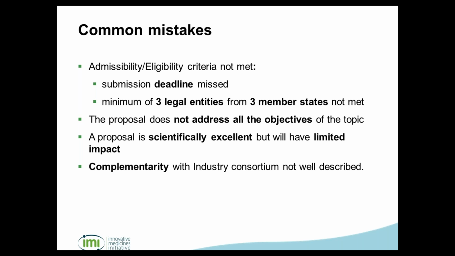Then more generally, one thing we find in proposals that are not successful is that they sometimes don't address all the objectives in the topic text. So it's important that everything in the text is what you should do. You should account for all the public budget and you should account for all the tasks allocated to the public consortium. Because if you do not, you will be scored lower and you probably will not be successful.